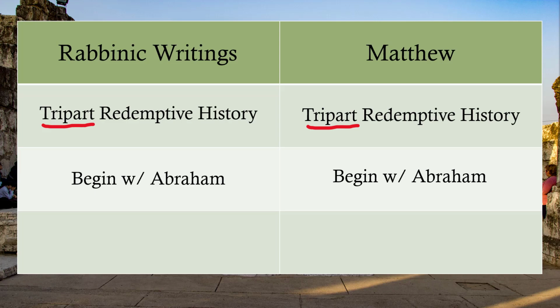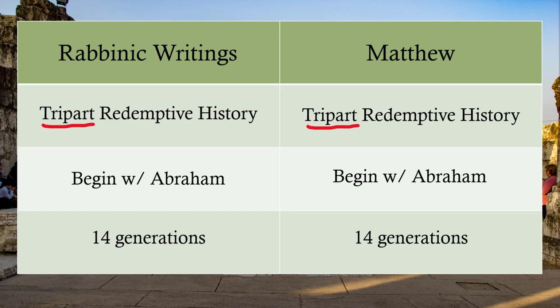There's one genealogy that begins with Abraham and has 14 generations. I put the name of the rabbinic writing on your handout. So we have one that begins with Abraham and goes 14 generations. Well, what does Matthew do? Three parts, begins with Abraham, 14 generations.